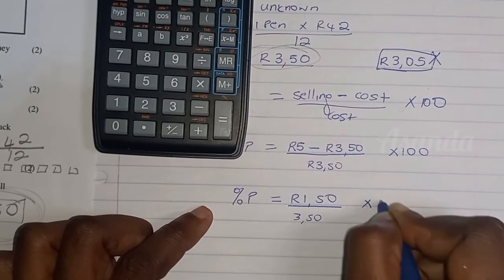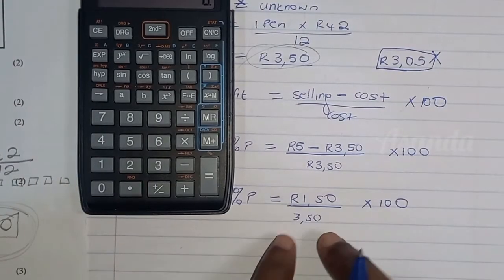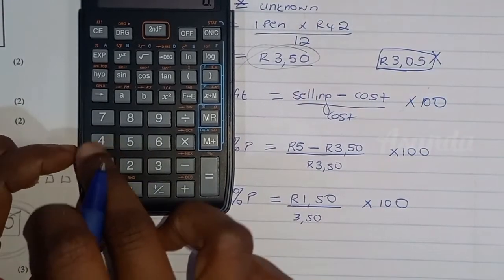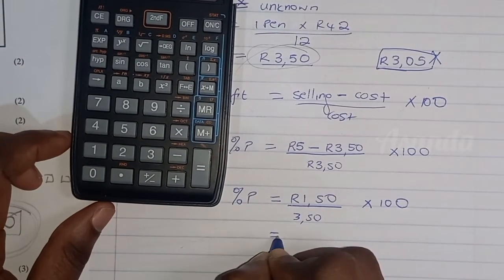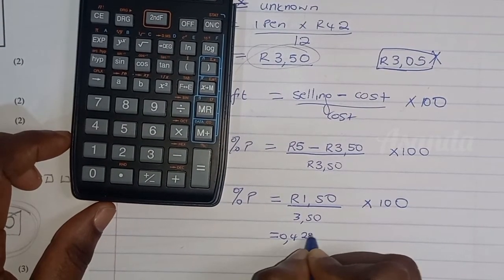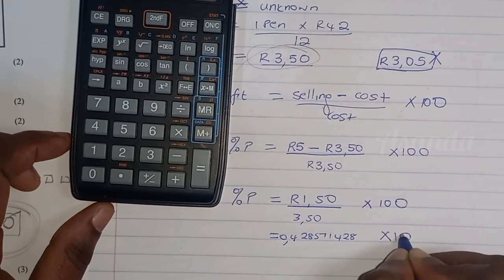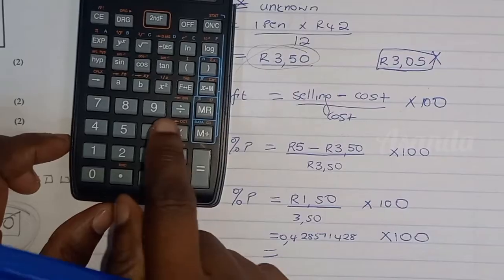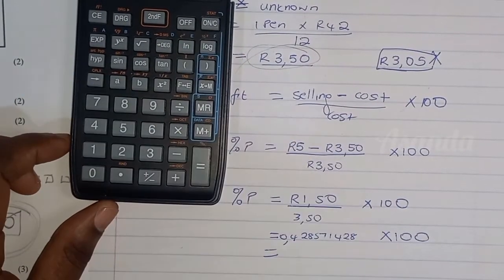I'm still going to use these other numbers here. So now I'm going to do the next step. I'm going to say 1 rand 50 divided by 3 rand 50. So 1 rand 50 divided by 3 rand 50. And then I'm getting 0.428571428. Then I'm going to multiply this decimal number in order to get a percentage. So I'm going to say multiplied by 100.